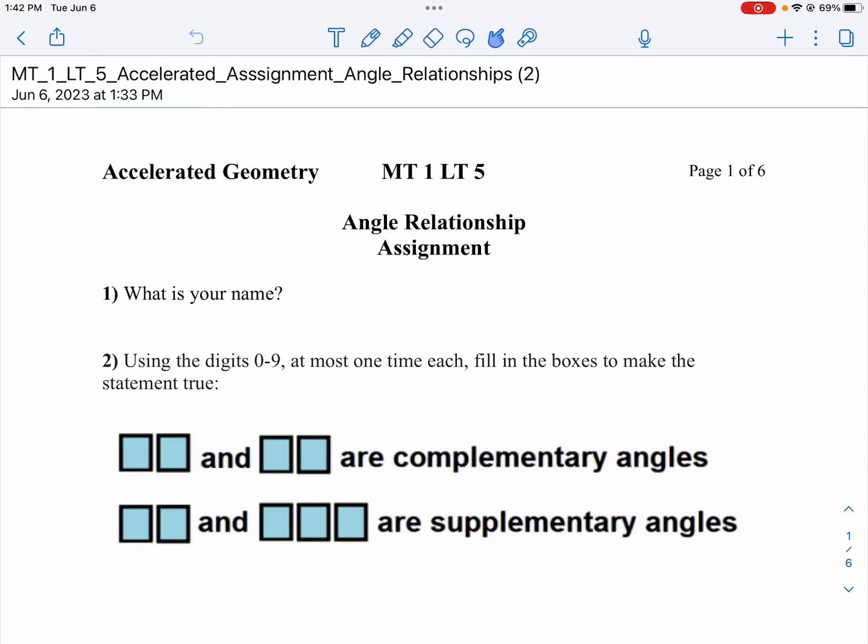Looking at your LT5 assignment, once again, don't forget your name. If you don't have your name, I can't give you any points.